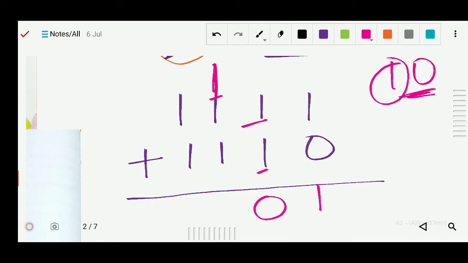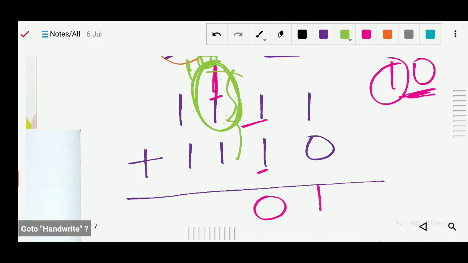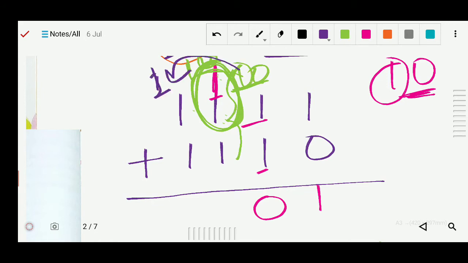Now you can see here again there are three 1s. So what you have to do is first perform these two ones together. 1 plus 1 is 10, it will give 10 here. In this circle you can see these two will give 10. So this one you give to the next column, and this 0 will come with this. So 0 plus 1 is 1.